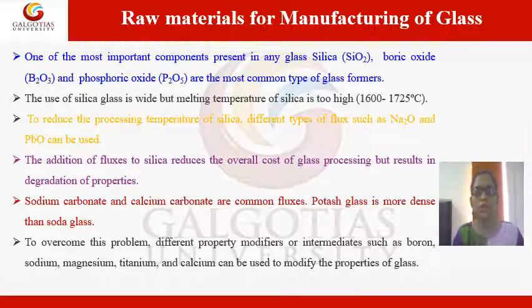Then sodium carbonate and calcium carbonate are also commonly used. Potash glass is more dense than sodium glass. When we discuss the different varieties of glass, one is potash glass and another is soda glass. Potash glass is denser than soda glass. To overcome this problem, different modifiers, intermediates or stabilizers such as boron oxide, sodium, boron, magnesium, titanium and calcium are used to modify the properties of the glass.